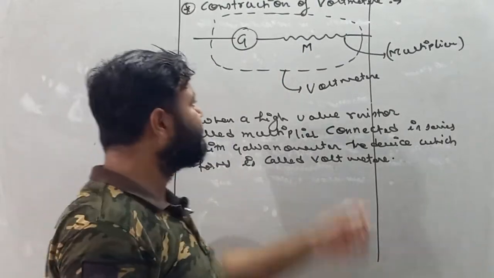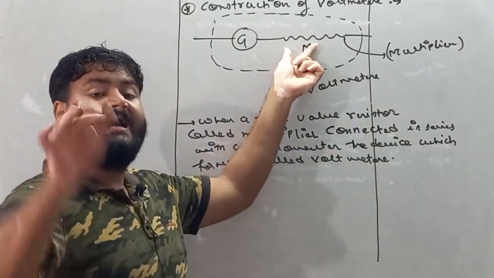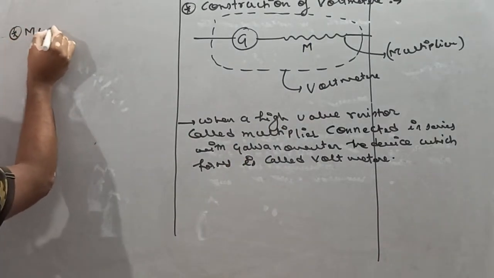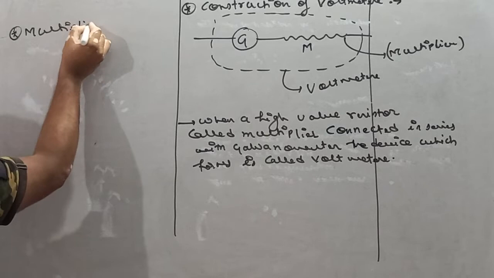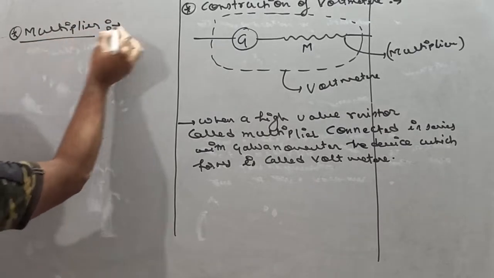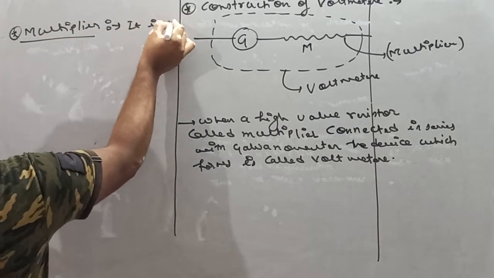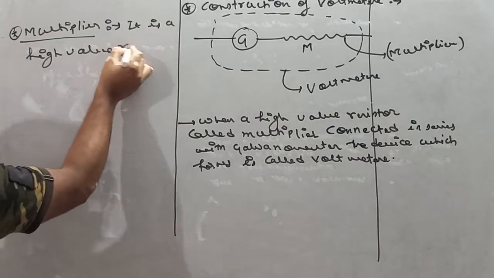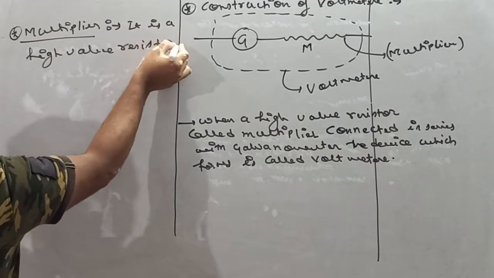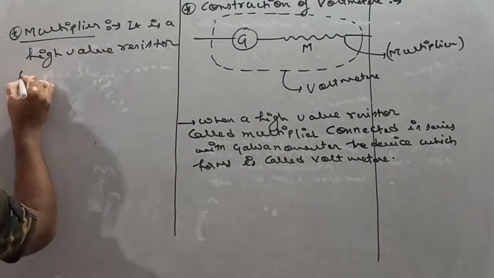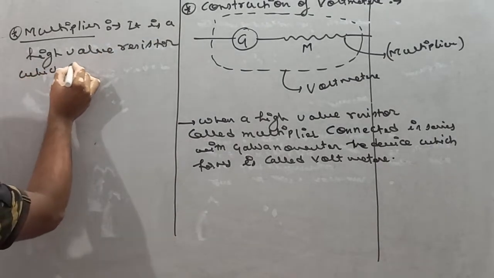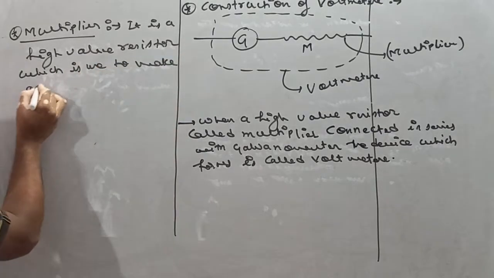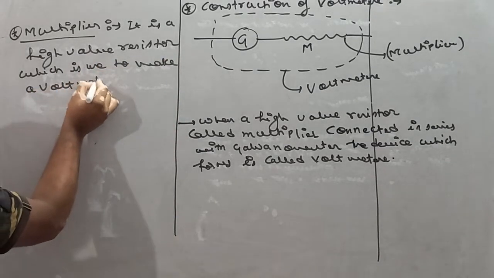So remember, my dear student, multiplier means high value resistor. I am writing here about multiplier. So multiplier is what kind of device? It is a high value resistor which is used to make a voltmeter.